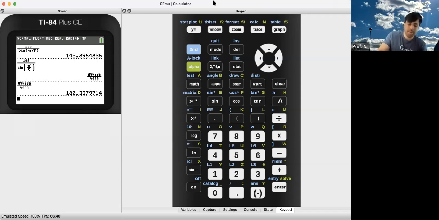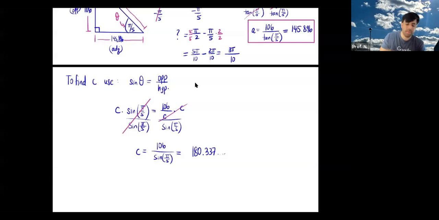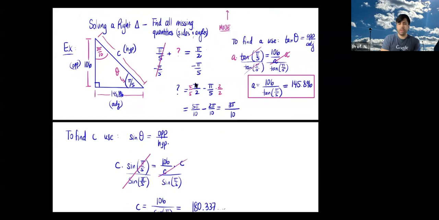We are able to figure out missing sides of a right triangle if I know one angle and one side, because now I have the connections between the unknown quantities and the known quantities, using the trig ratios and using our calculator to figure out those missing sides or angles.